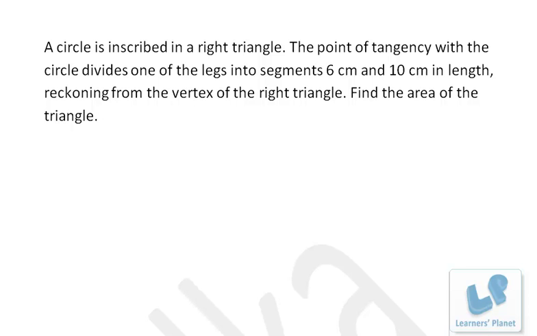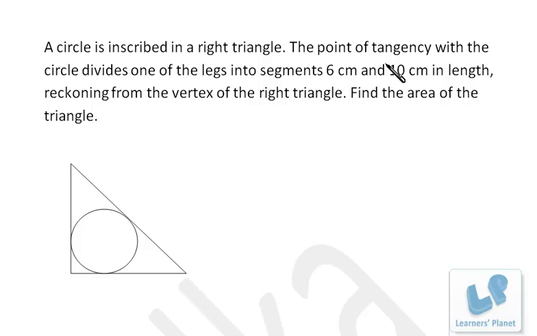Now friends, let's try this problem. A circle is inscribed in a right triangle. The point of tangency with the circle divides one of the legs into segments 6 and 10 centimeter in length, reckoning from the vertex of the right angle. Find the area of the triangle. I draw the diagram first of all. So this is the diagram.